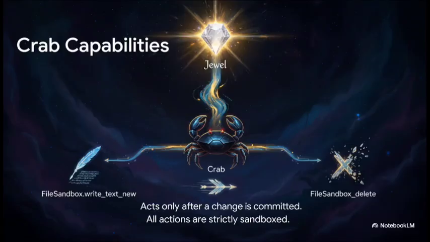But here's the kicker, the absolutely crucial part. The crab can only act after the Jewel Gate has already approved and committed a change to the core truth. Its actions are always a consequence of that truth. They can never create it. This lays out the chain of command perfectly. The Jewel decides, the crab acts. Period. Never the other way around.